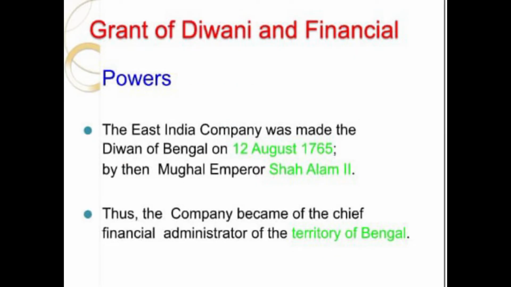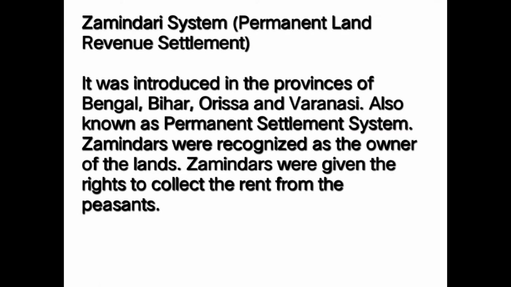This gave the East India Company the power to collect the tax from Bengal on August 12th, 1765, granted by the then Mughal Emperor Shah Alam II. That's how the company became the chief financial administrator of the territory of Bengal. This gave the right to collect the tax. This system is called the permanent settlement system, otherwise called the Zamindari system.